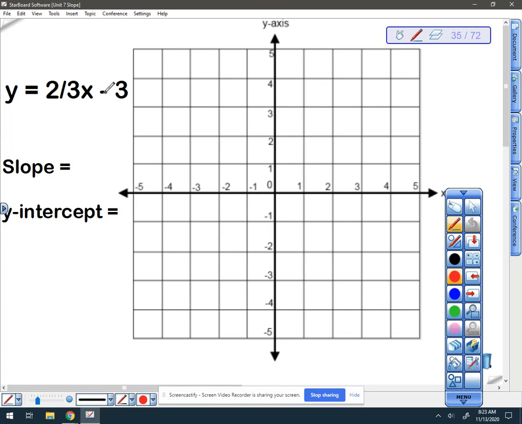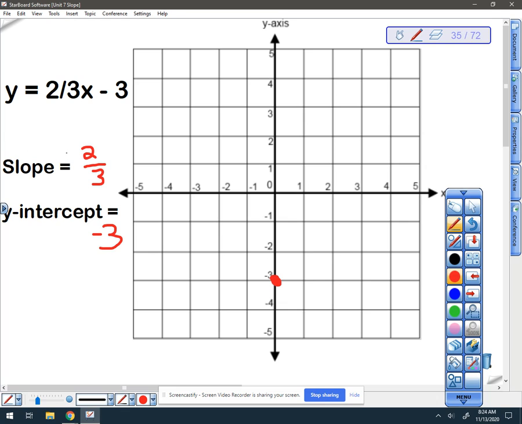Y equals 2/3 x minus 3. So what's the slope? What's attached to the x? 2/3. We don't need to put it over 1 this time because we have a fraction. So our slope's going to go up 2 over 3. And then what's the y-intercept? It's minus 3. So the y-intercept is negative 3. If it's minus the number at the end, that makes your y-intercept cross at negative 3. So on the y-axis, cross at negative 3, put our dot.